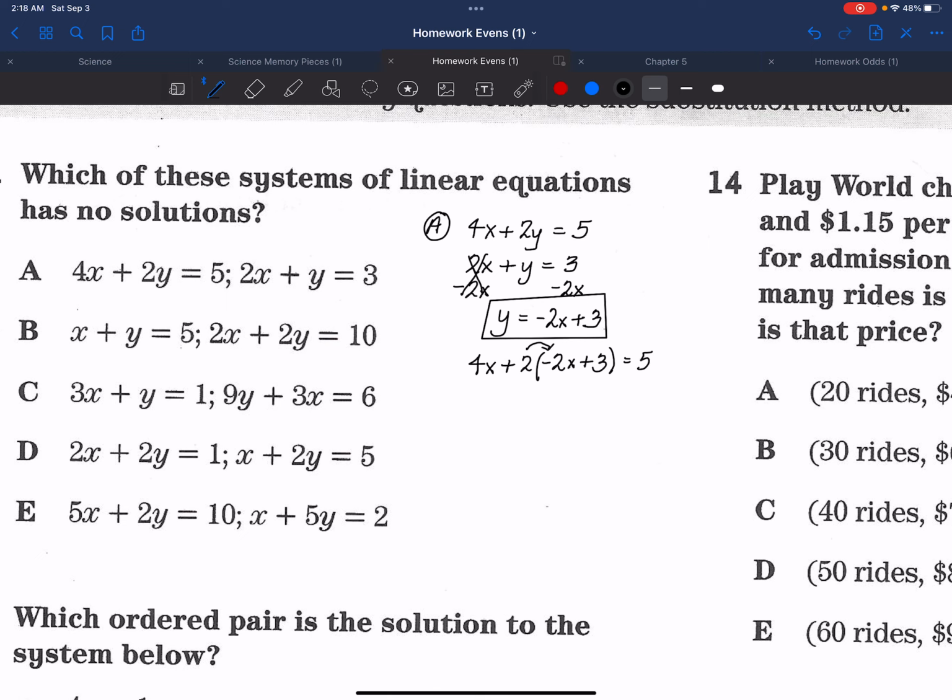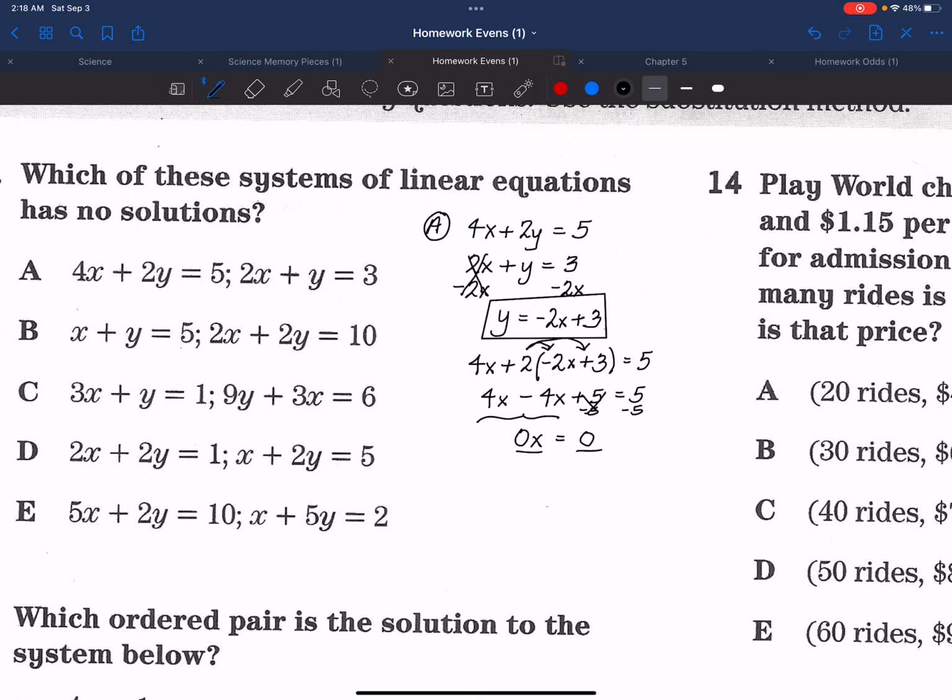And I'll distribute that 2 to both terms. So negative 4x plus 6. And then I'm left with 4x. Oh, we lucked up here. I was going to say, if I have to do all of these. So we're left with 0x equals 0, because if you move this 5 over, you would get a 0.